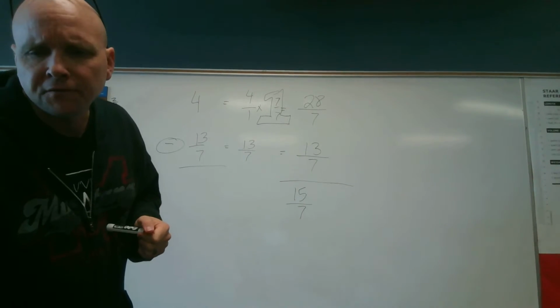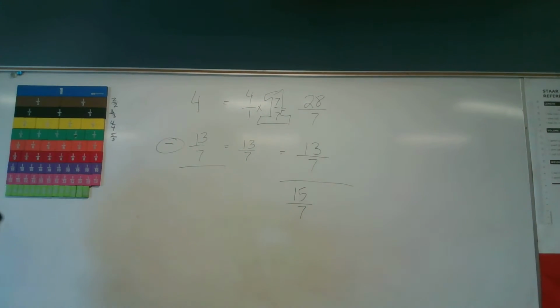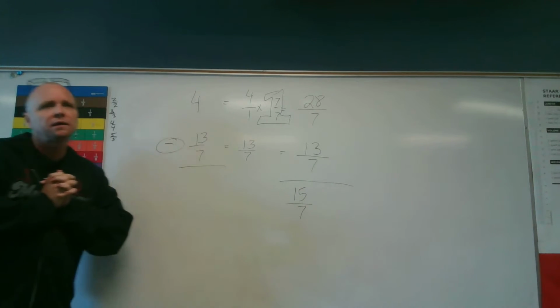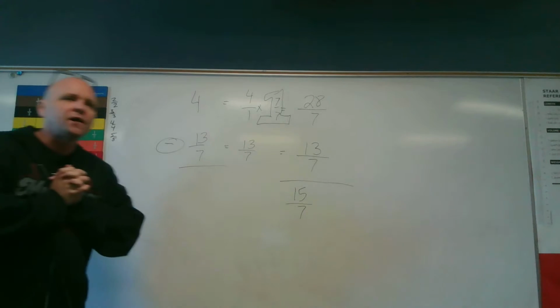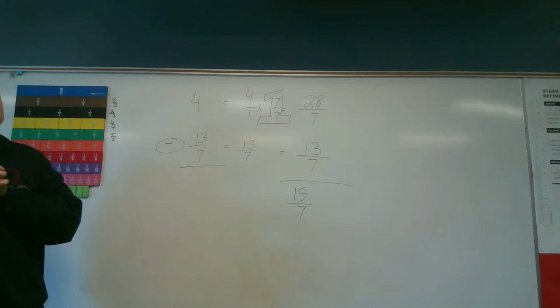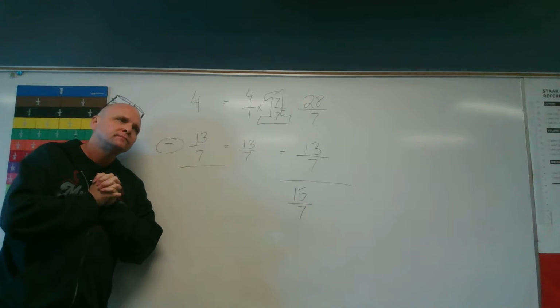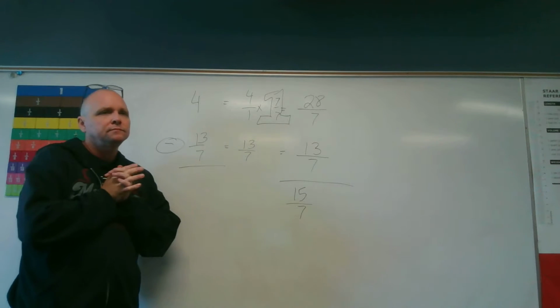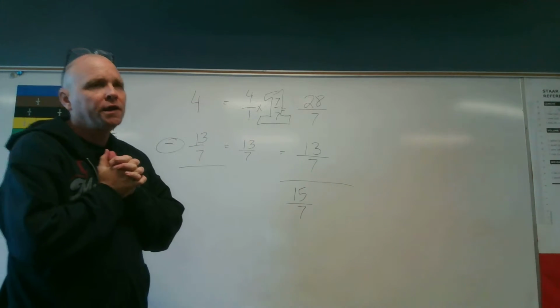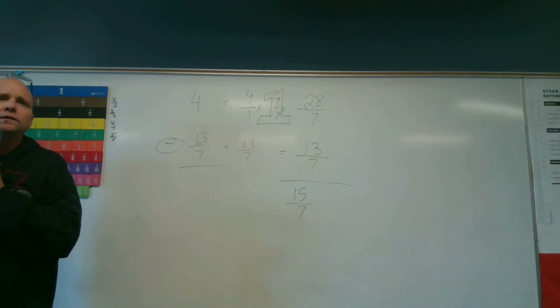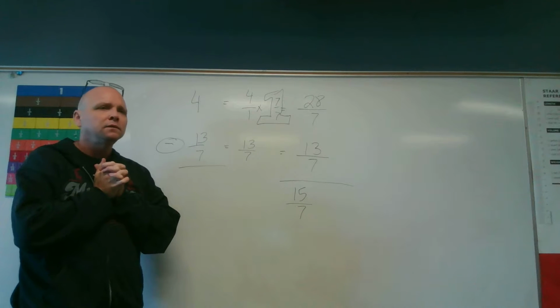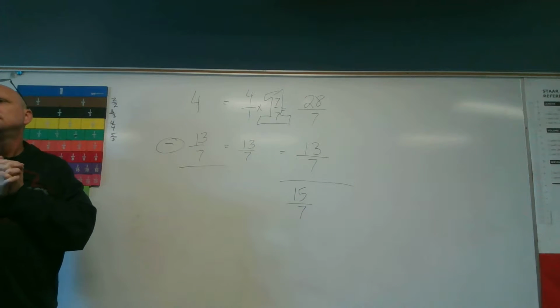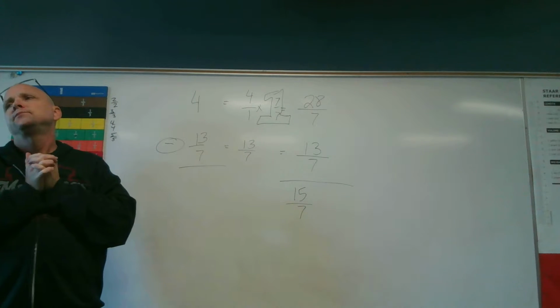All right, so 15 sevenths. Zoe, if you leave 15 sevenths as your answer, your teacher is going to mark it wrong. Can you tell me why? Because it's an improper fraction. And how would I fix an improper fraction? Phone a friend. Phoenix: you'd have to turn it into a whole number.